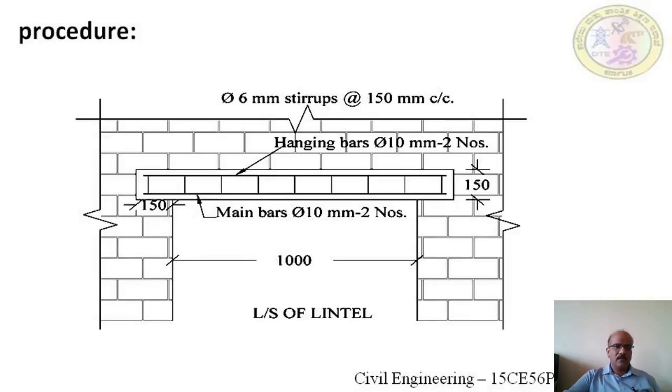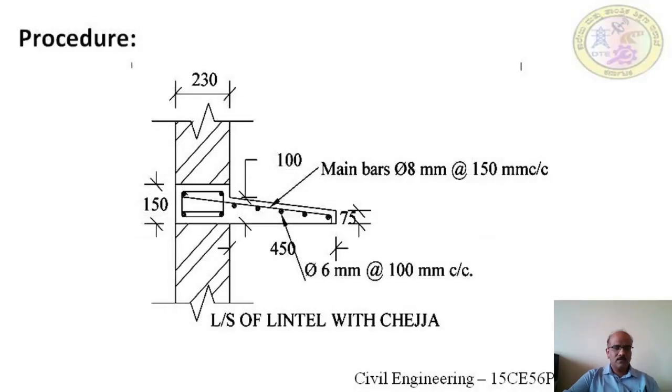Then the height or depth of the lintel is 150 mm. And reinforcement consists of 4 bars of 10 mm dia, 2 bars at the bottom and 2 bars at the top. Hanging bars, 2 numbers, 10 mm dia, and the main reinforcement 10 mm dia, 2 numbers, and 6 mm dia stirrups are provided at 150 mm center. This shows the longitudinal section of a lintel. Then we need to draw the cross section of a lintel with chhajja.